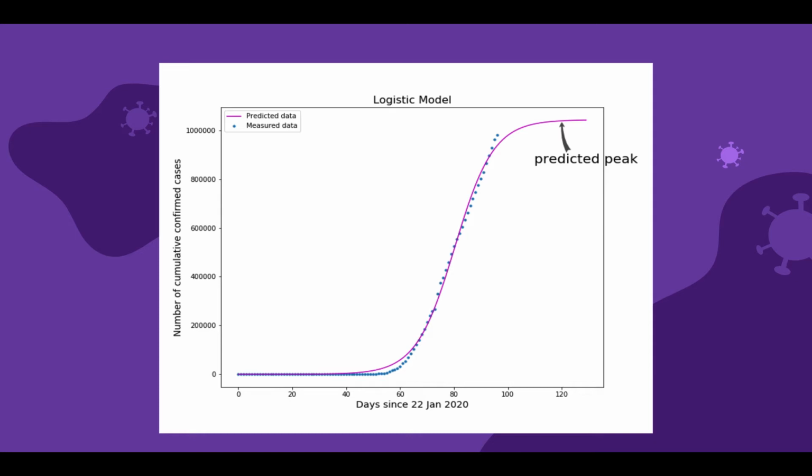And here I plot the logistic model based on the data from the CDC. The blue dots are the measured data, and the purple line is the predicted data. Roughly, I think the peak is around day 120, and if you do the math, it's around May 20th.